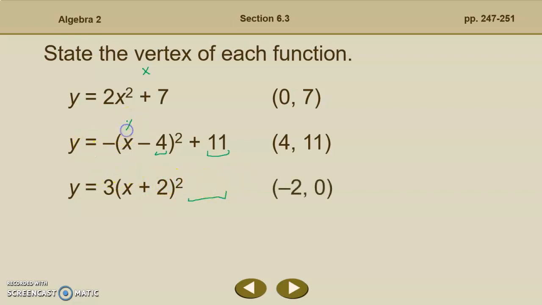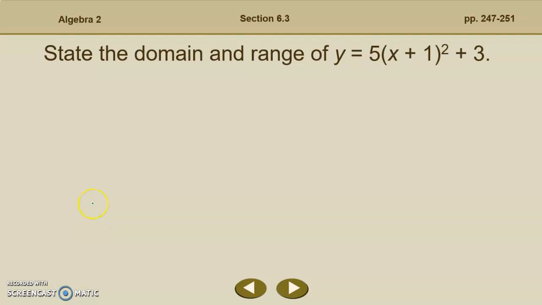Remember, vertex form is x minus h, with h being the x value there, the horizontal value. If you have x plus 2, what you really have is x minus -2. So our x value is -2. Don't forget about that. Let's also go ahead and practice stating the domain and range of a function.